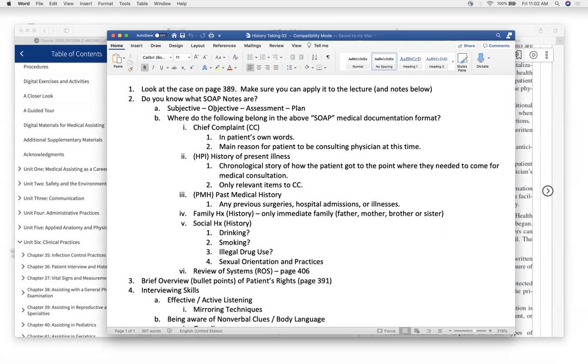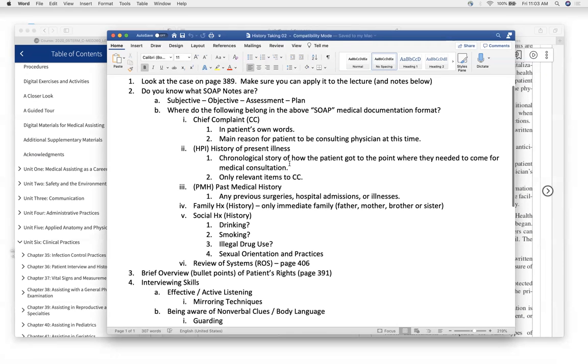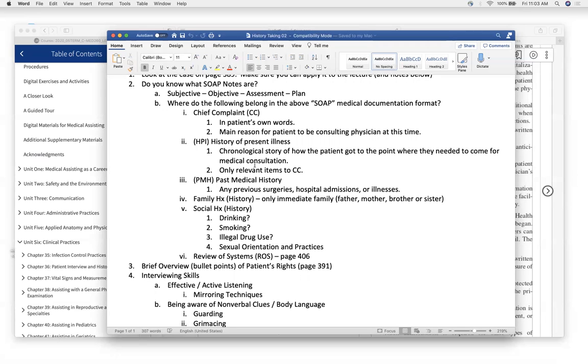Clinical notes are pretty much broken up into what are called SOAP notes, S-O-A-P. So S is the subjective. That's our subject, our patient, okay? So chief complaint: what's the main reason they're here? History of present illness: we need the chronological story of how the patient got to the point where they had to come in for medical consultation. But the HPI only deals with the chief complaint items.